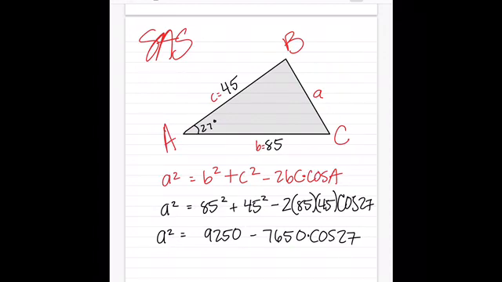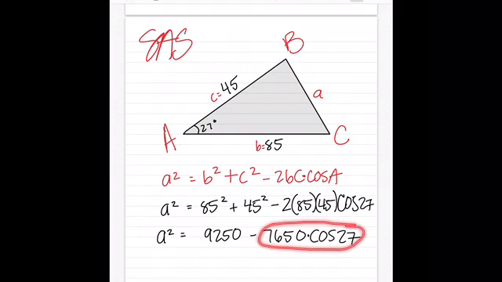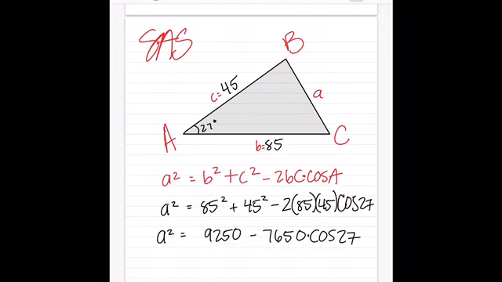go ahead and put this in your calculator as a whole, and then you subtract this number from this whole thing. So I'm going to put 7,650 times cosine of 27. Now, if you haven't already checked your calculator, please make sure that your calculator is in degrees before we move forward, because you will be getting very different answers than I will.